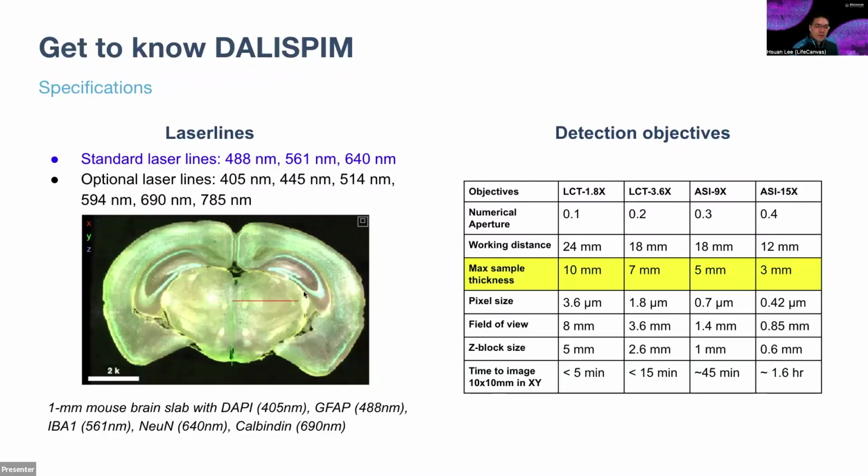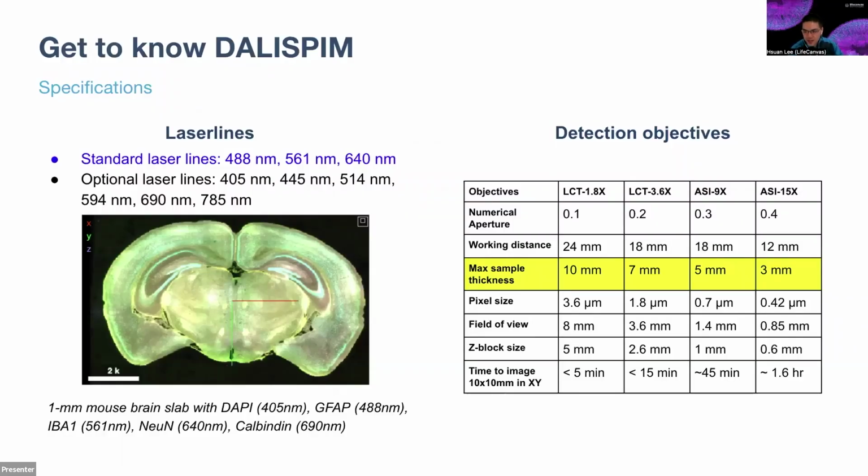But at the bottom here, we have a data set of mouse brain slices, including 5 channels from 405 to 690. And we actually have another data set that includes 6 channels, which is what we can do right now in the same sample. As for the detection objectives, we have 2 of the lowest magnifications, 1.8x and 3.6x, and they're able to image sample sizes up to 7 millimeters and 10 millimeters. For the 10 millimeters, you can image up to a whole mouse brain with 1.8x. With the 3.6x, you can image maybe mouse brain hemispheres.